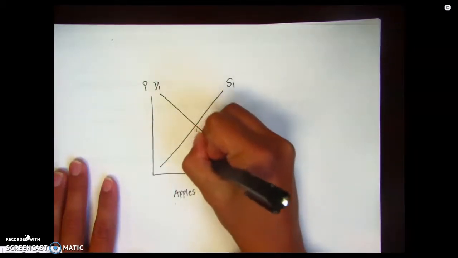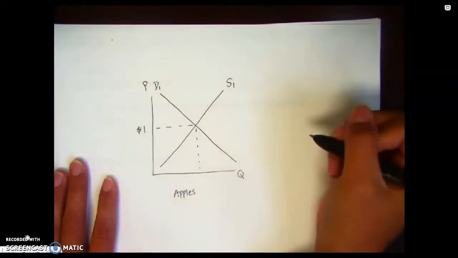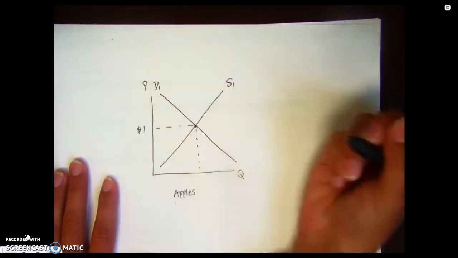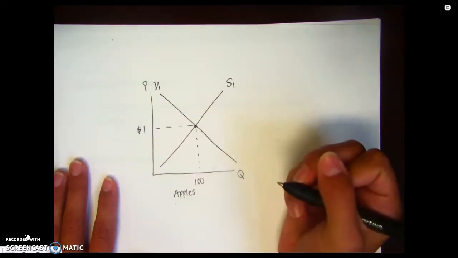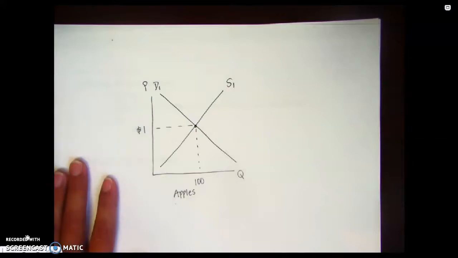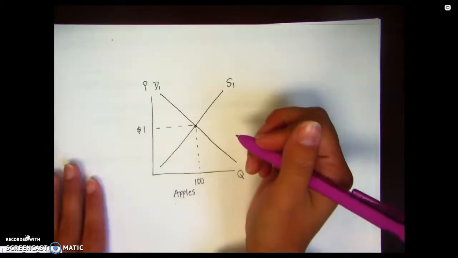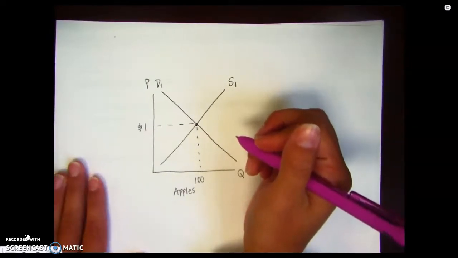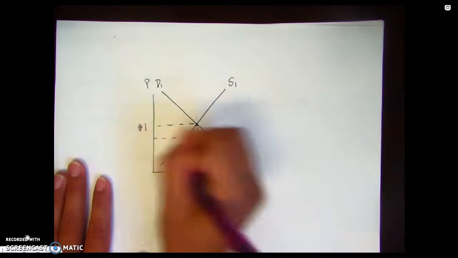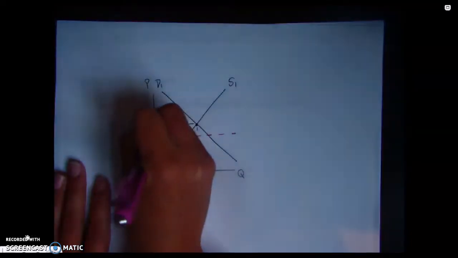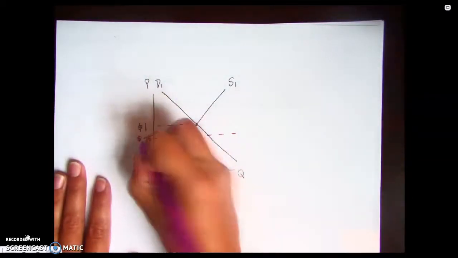Now here, we were charging $1 per apple because that was our equilibrium. And at $1, we could sell 100 apples. Well, let's say the government steps in and says, whoa, $1 is too much to charge for an apple. You can only charge 75 cents for that apple. So they're telling us we've been charging too much for our apples, and we can only charge 75 cents.